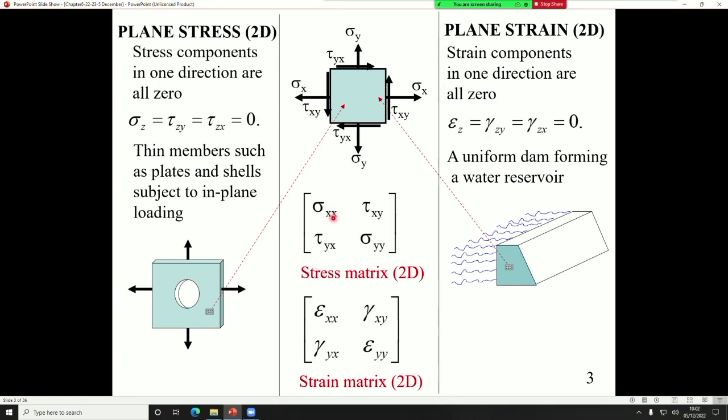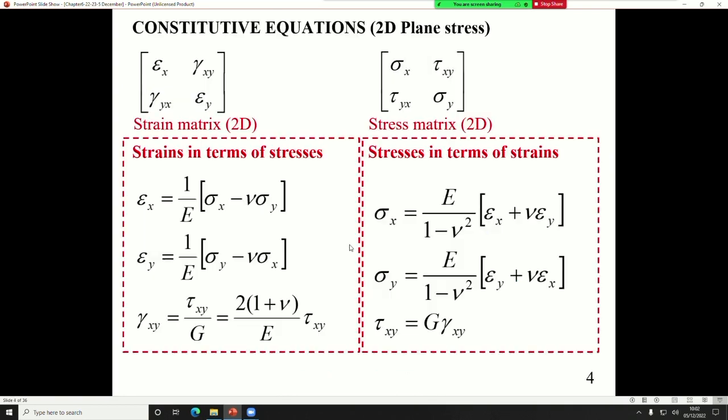Stress is not a vector quantity, it's a tensor quantity or a symmetric matrix, so we cannot treat it like a vector. Once we've got the stress components using the constitutive equations or stress-strain relations, we can find strain values. So these are the constitutive equations where the strains are written in terms of the stress components. Or if you've got the strain values, similar to the ones you did in the lab, then we can calculate the stresses, again using these equations.